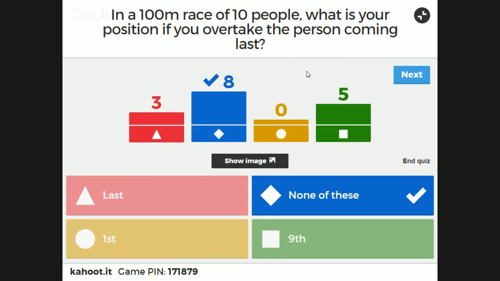The reason being, you can't overtake the person coming last because the person coming last would be you then, kind of. There's no one to run to. It's 100 meters. It's not a run around the track. Yes, exactly. So, it was none of those.